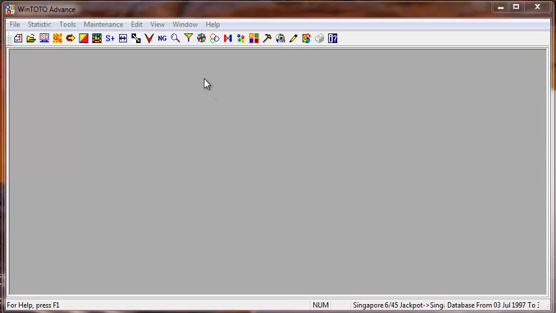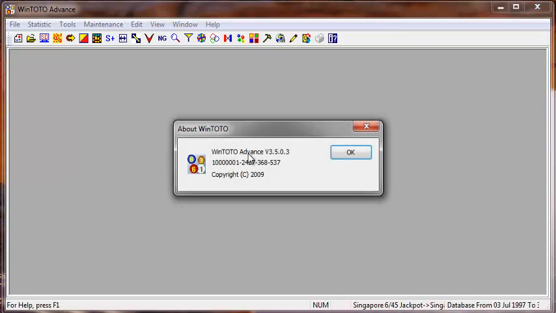Before we start to discuss the total number, do allow me to share with you something which is important for you to take note of. If you have got WinToto Advance Software right now, do click on the tab, check about WinToto Advance, and please take a look at the WinToto Advance version number. Currently, our latest version is version 3.5.0.3. In other words, if you have WinToto Advance with you, please check and see what is the version that you're having right now. If your version currently is something below 3.5, what does that mean? It simply means that you're using the older version and not the latest version.